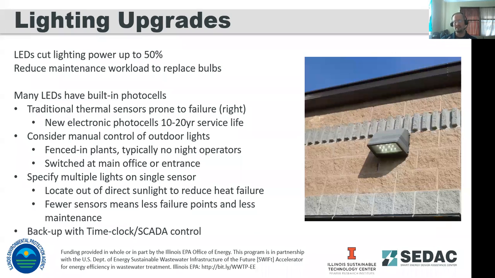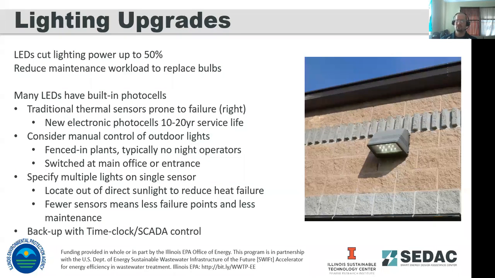If you do install LEDs, one of the things we find with exterior LEDs is they have individual built-in photocells a lot of times per fixture. One of the things we notice is that traditional thermal sensors are prone to failure. We see a lot of these within a couple years that sensor has failed and the lights are on in the daytime, which is an energy waste.